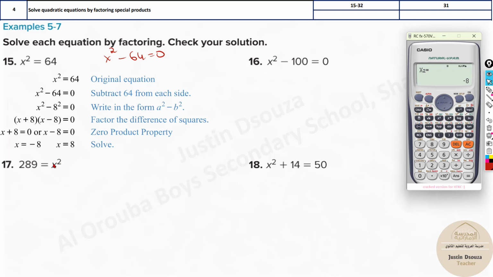But what if you have like this? Take this to the other side. Now it would be 1, 0 and minus 289. The answer is 17 and minus 17.